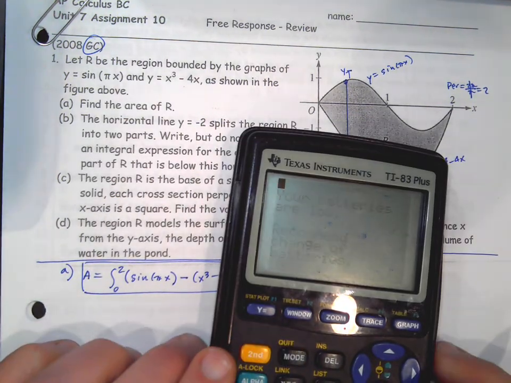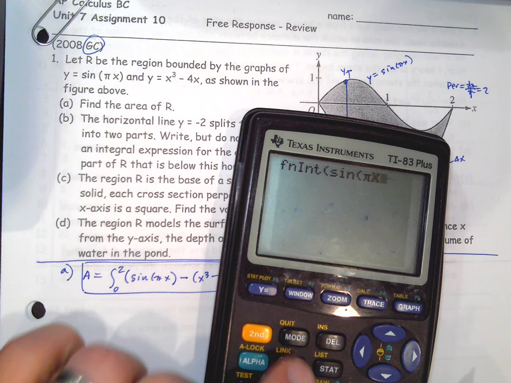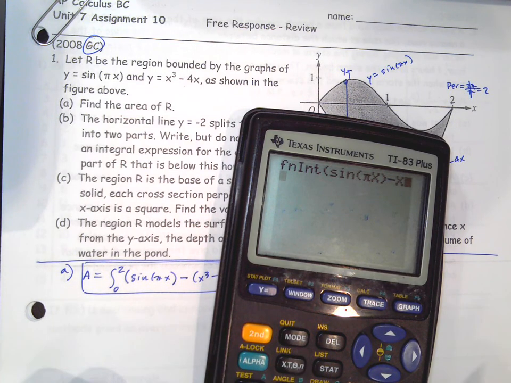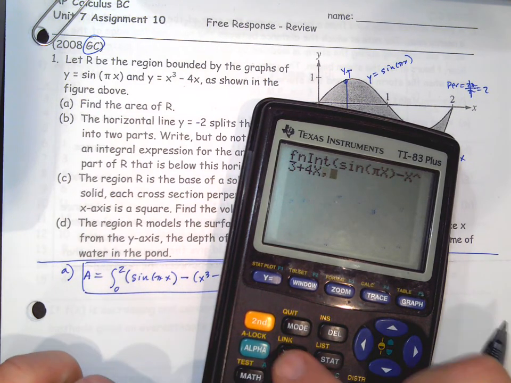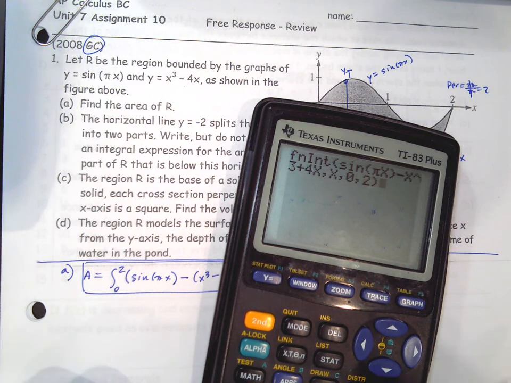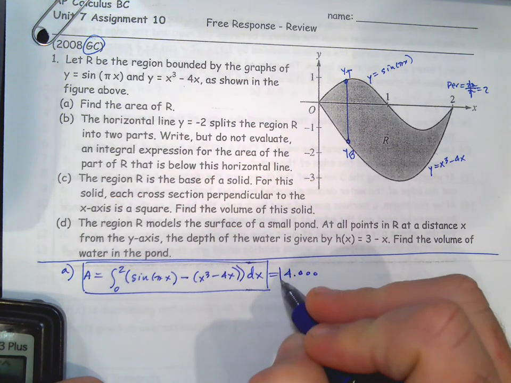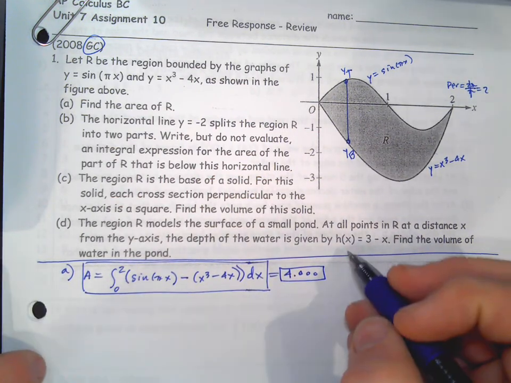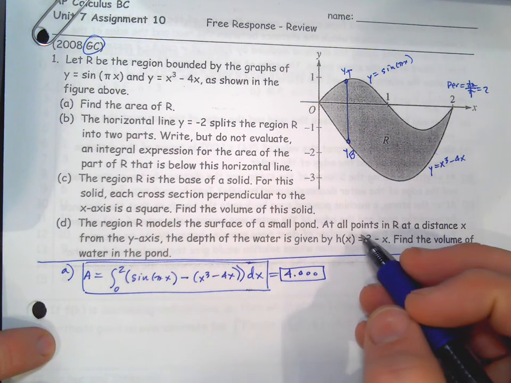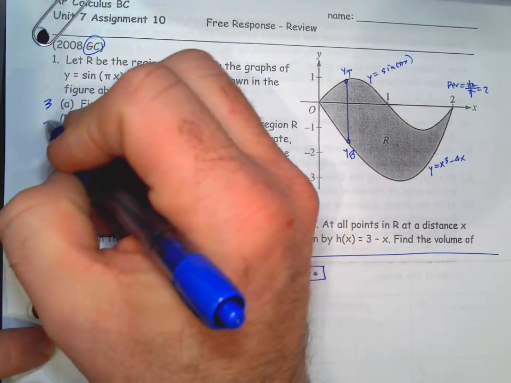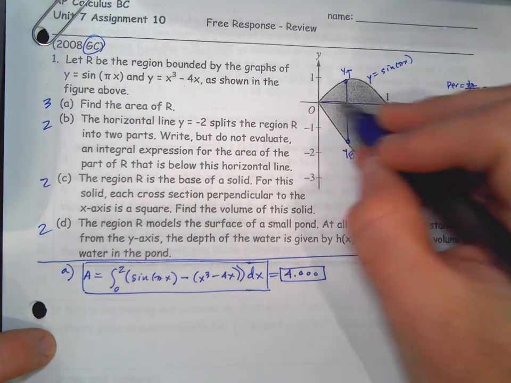And we're going to do math 9, sine pi x minus x to the third. I'm going to distribute the subtraction, plus 4x, comma x, comma 0, comma 2. And the answer is nicely 4. I'm going to just write 4.000 because I did my calculator, and I want to communicate that I was aiming for 3 decimal point accuracy, and I didn't round to the nearest whole number for some reason.